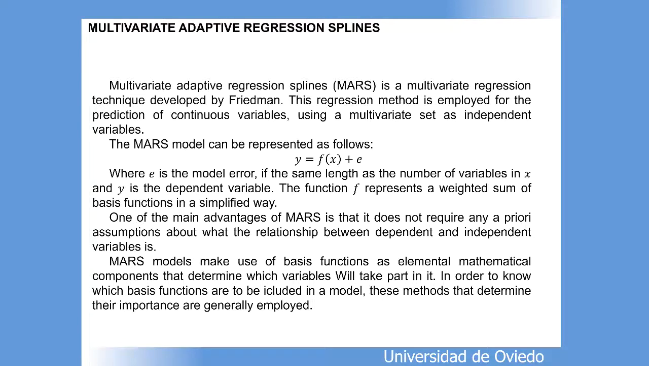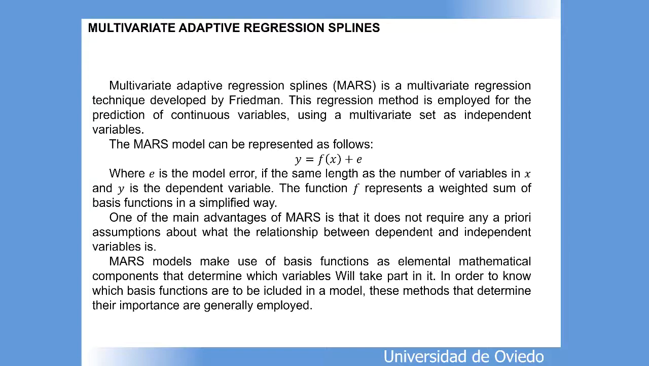The present research makes use of multivariate adaptive regression splines for data forecasting. Multivariate adaptive regression splines is a multivariate regression technique developed by Friedman. This regression method is employed in order to predict continuous variables. They can be represented as a very simple equation where E is the model error. One of the main advantages of MARS models is that they do not require any a priori assumption about what is the relationship among variables.